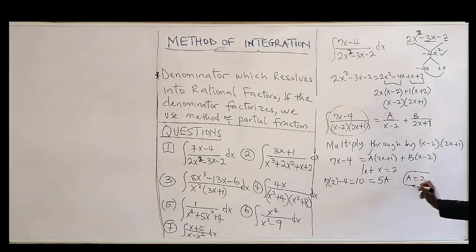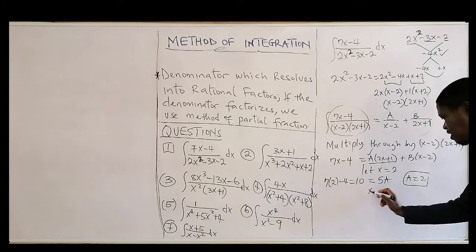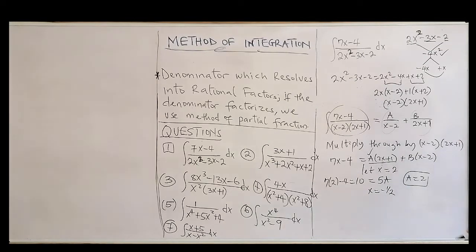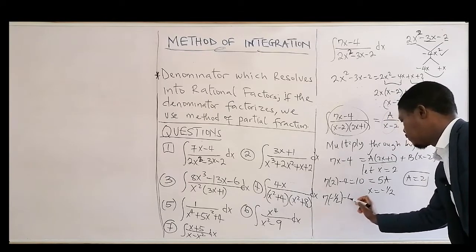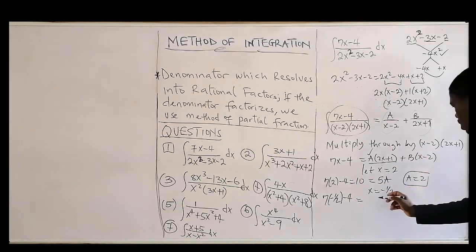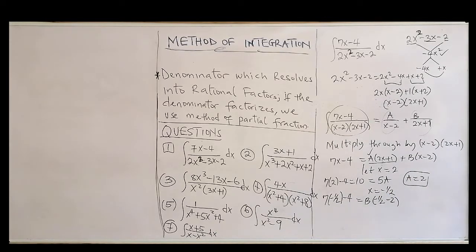So A is 2. Then the next thing to do: what other value can I plug in for x that will cancel A? Check very well. If I use half here, I'm going to get 1 plus 1. If I use minus half, this will be minus 1 plus 1. So let x be equal to minus half. Then that will be 7 into bracket minus half, then minus 4, equal to, this will cancel, then I have B into brackets minus half minus 2.